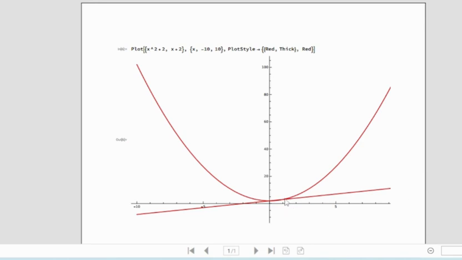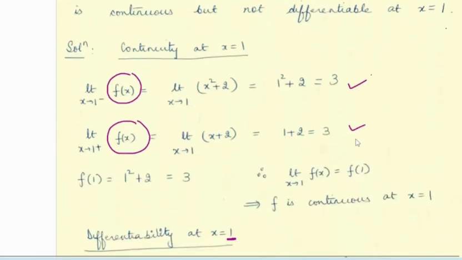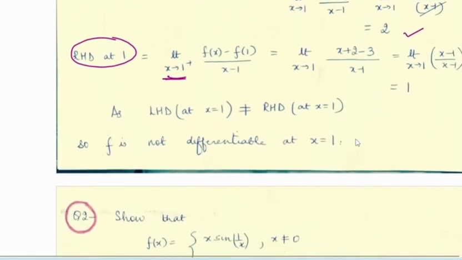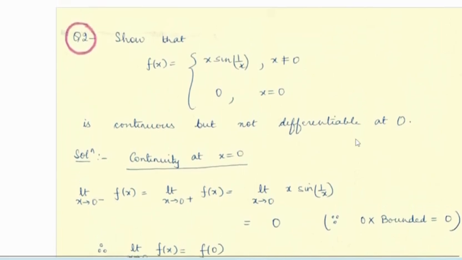So this point 1, which happens to be lying on both the curves y equal to x square plus 2 and y equal to x plus 2, you can see that there is no break in the curve at x equal to 1, but yes, it's not smooth, and hence you have continuity but no differentiability at the point which is the break point of this function, x equal to 1. So that's how you can visualize differentiability and continuity through graphs also. Let's move on to the second question quickly.